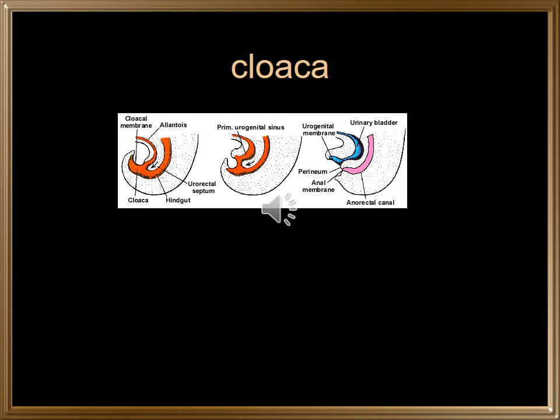Later this cloaca is split into two, separating the two systems. The anterior part becomes the urogenital sinus and the posterior part will become the anorectum. This appearance of cloaca is also an indication of the evolutionary scale: the lower animals have evolved first and we came later.